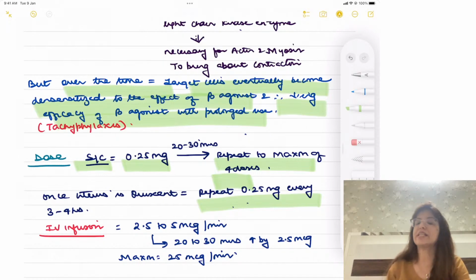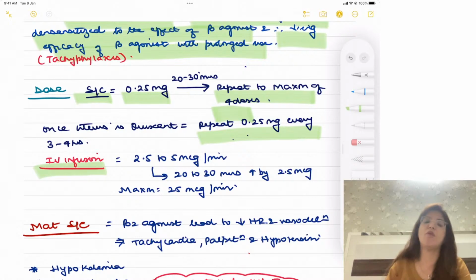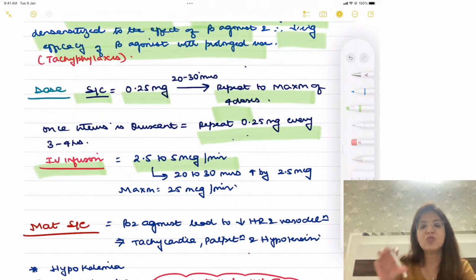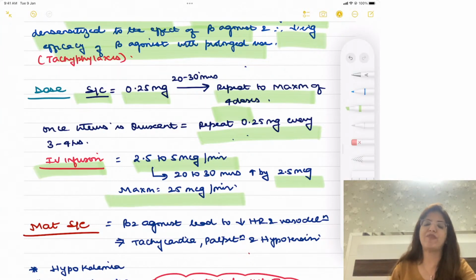Now, terbutaline can be given in the form of subcutaneous injections or it can be given in the form of IV infusion also. Right, so the dose which you are going to give for IV infusion is 2.5 to 5 micrograms per minute, and after every 20 to 30 minutes you can increase by 2.5 micrograms. Maximum you can take it to 25 micrograms per minute. So the maximum infusion which you can give is 25 micrograms per minute.